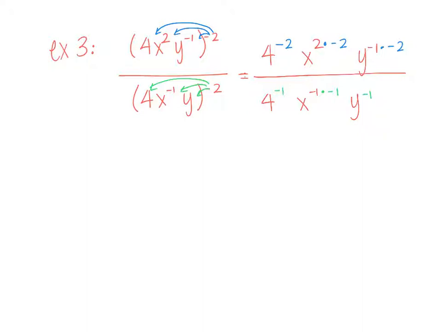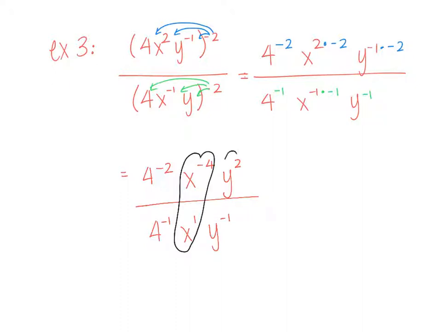Alright, so now I've got a whole bunch of negative exponents and some things I need to reduce. So I'm going to go through and reduce all of these powers to a power. So I'm going to simplify those first. So I'll have 4 to the negative 2 will stay the same, and I'm just working across the top. X, 2 times negative 2 gives me negative 4. Y, negative 1 times negative 2 gives me positive 2. 4 to the negative 1, and now I'm working across the bottom. X, negative 1 times negative 1 gives me a positive 1, which I don't need to write, and then y to the negative 1. Now that I've got that, I'm going to work on my properties.